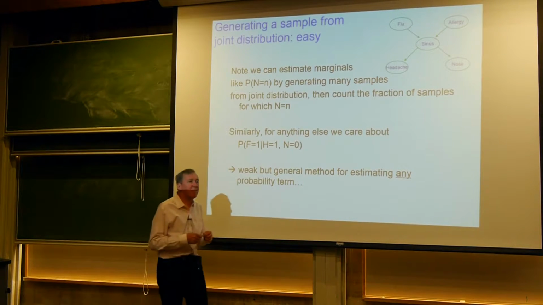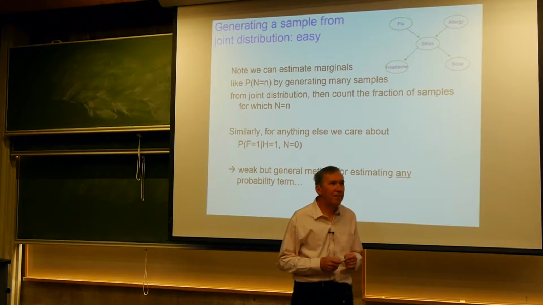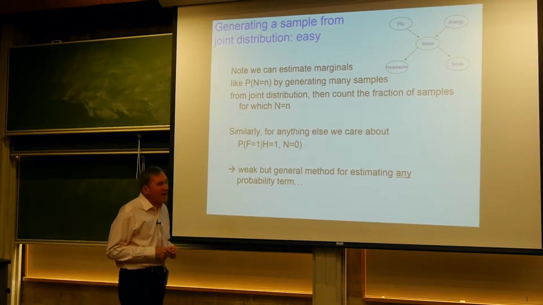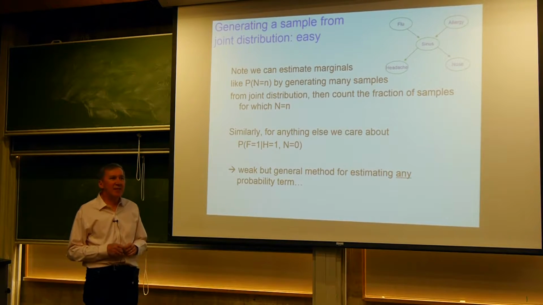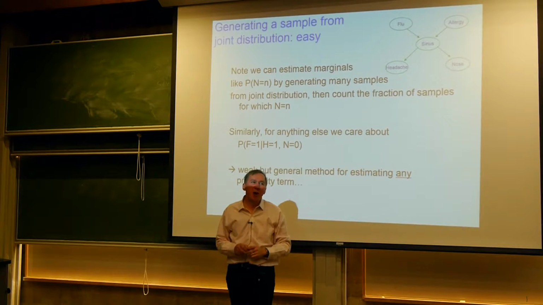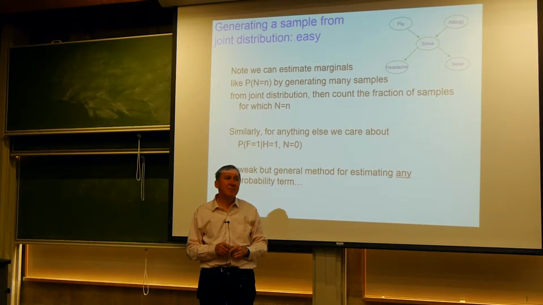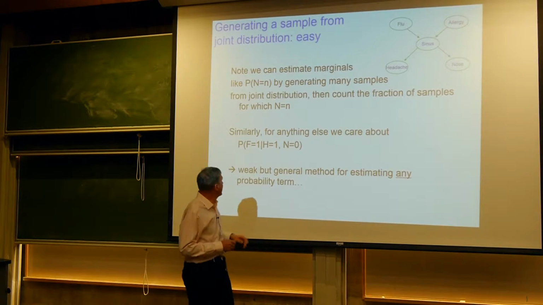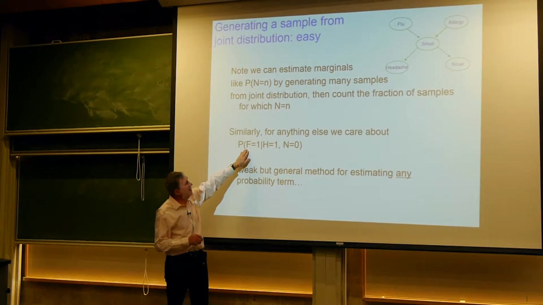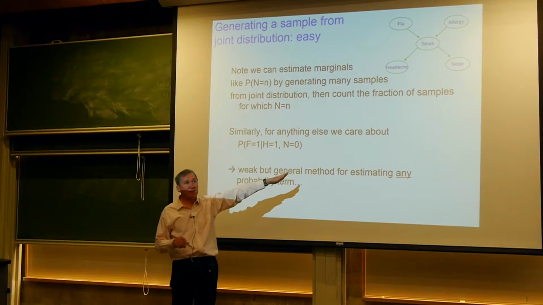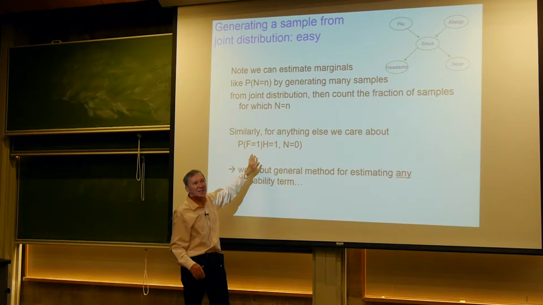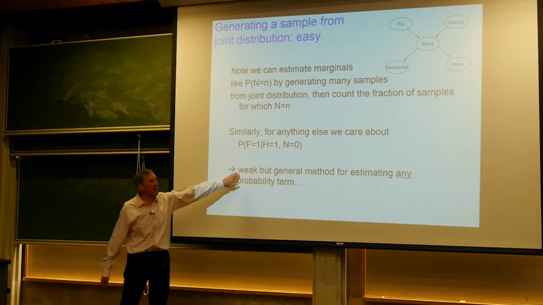This sounds reasonable, but why do you say that's weak? Because if I have a big Bayes net and small probabilities for some of these things, I might need to draw an extremely large sample to get a reliable estimate. So, for example, if it turns out the probability of this is 0.00001, then I'm going to need a lot of samples even to see that occur one time. And so for that reason, I'll call it weak.